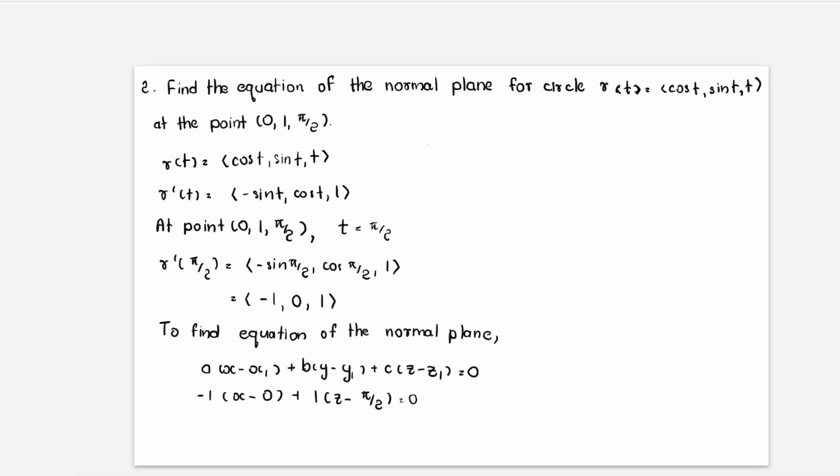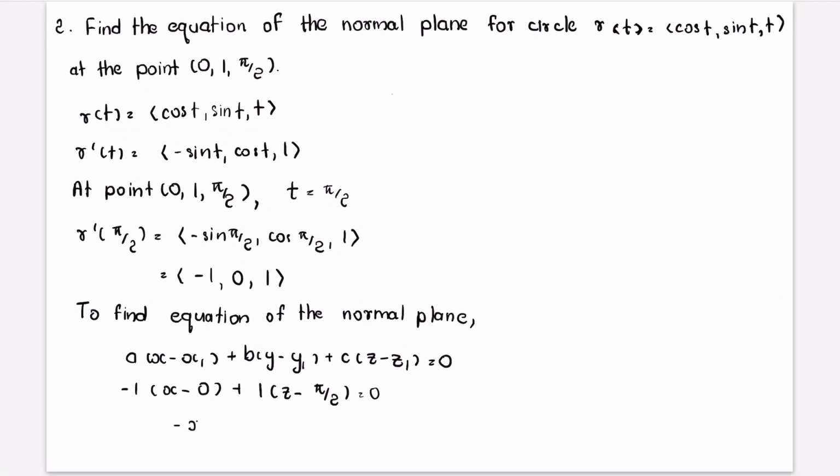So let's solve this equation. Minus x plus z minus pi plus 2 equal to 0. So z is equal to x plus pi minus 2, sorry. So this is the answer of the question.